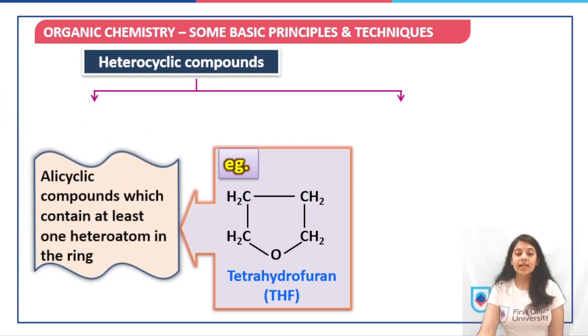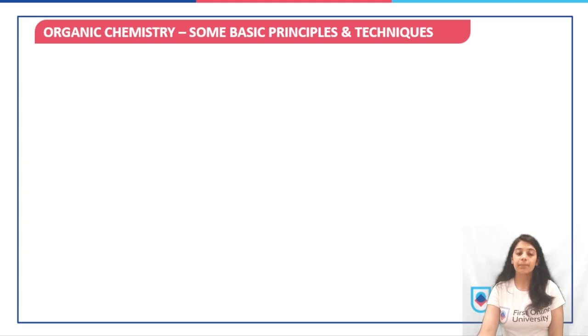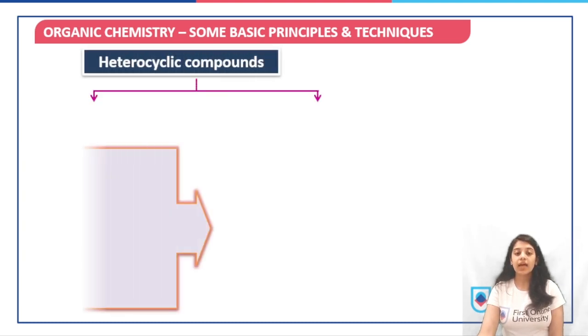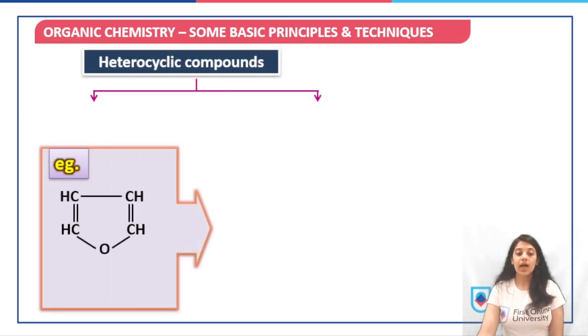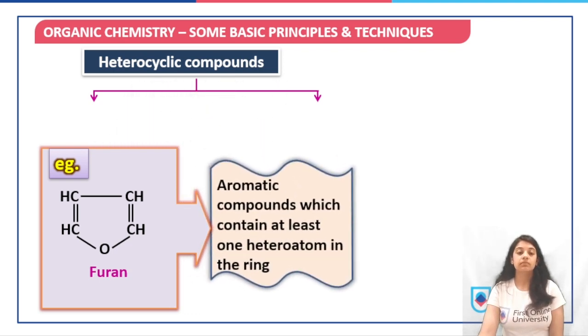So alicyclic compounds that contain at least one heteroatom. Alicyclic because all of the bonds are single bonds and they are containing one heteroatom in the ring. These are called heteroalicyclic compounds. Another category is when you have double bonds present in the ring. So this is simply furan. This is not alicyclic because you have some double bonds also present in the ring.